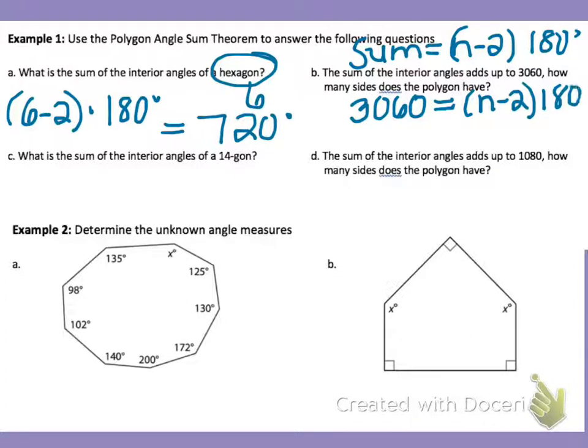So step 1 would be I would divide by 180 degrees. So let's see, 3060 divided by 180 degrees is 17. So if I divided both sides again by 180, I would get 17 equals n minus 2. So then I'd have to add 2 to each side, meaning that n would be 19. So this would be a 19-sided figure. Now we don't have any special name for 19-side. We just call it 19-gon.